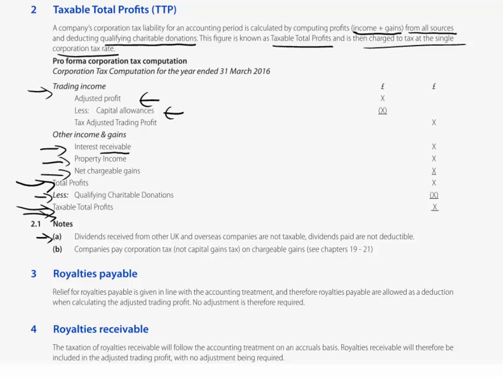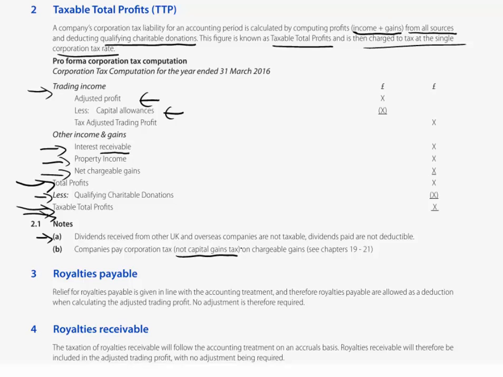Companies pay corporation tax on their taxable total profit. So they don't pay capital gains tax. They pay corporation tax on both their income and their chargeable gains. Again, we will see the issues about chargeable gains for companies in chapters 19 through to 21 coming up in a few lectures' time there.